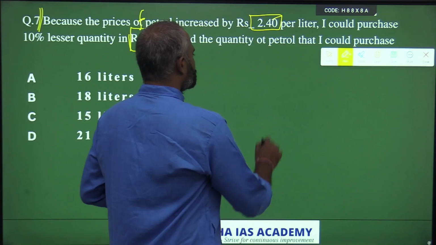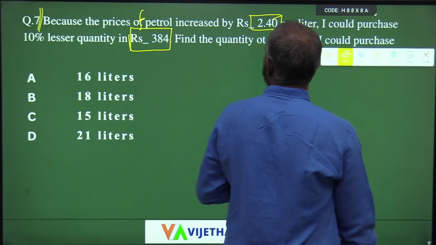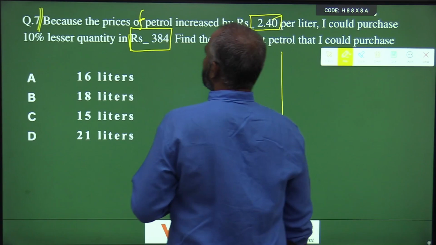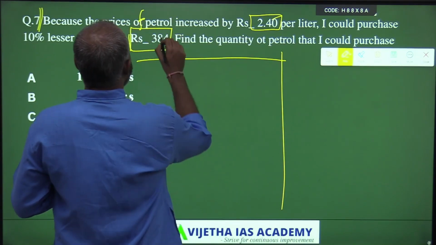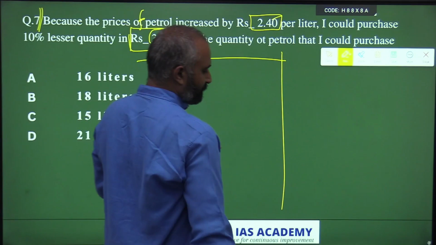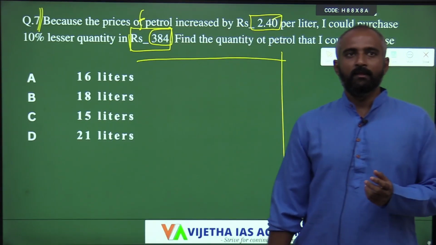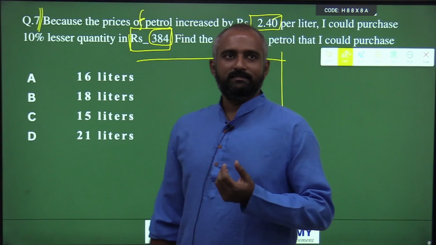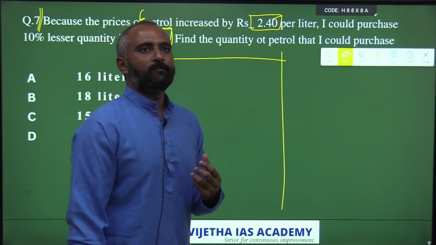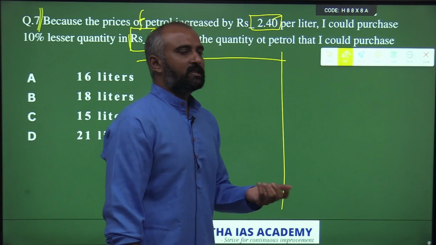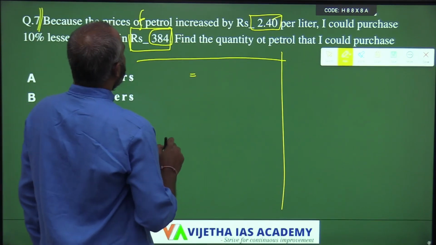This could be done in two ways. We'll discuss both ways here. The first way is just through equations. We know that the expenditure is going to remain the same even when the cost of petrol has increased. In both cases, he bought petrol worth 384 rupees only. So we have found an equation here.